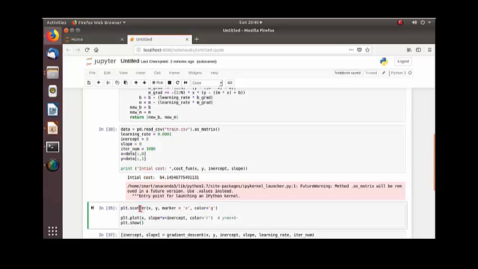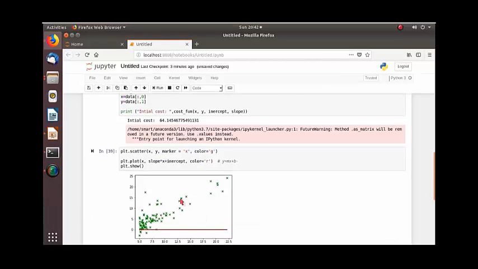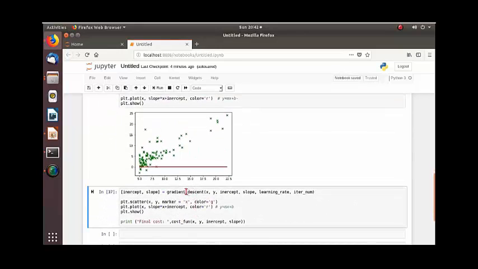I am using plt.scatter to plot data on the graph and plt.plot to plot the regression line when slope and intercept are 0. This is how our data and our line look. At this stage, cost is maximum. So we need to reduce cost by using gradient descent. I am passing x, y, intercept, slope, learning rate and number of iterations.